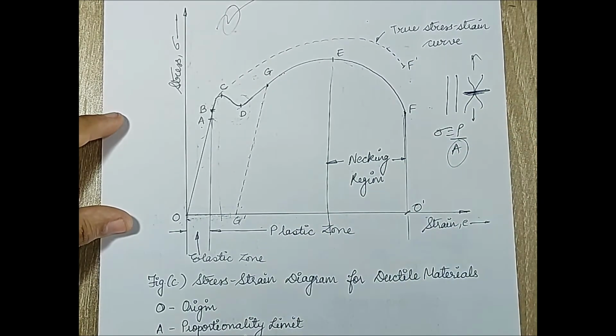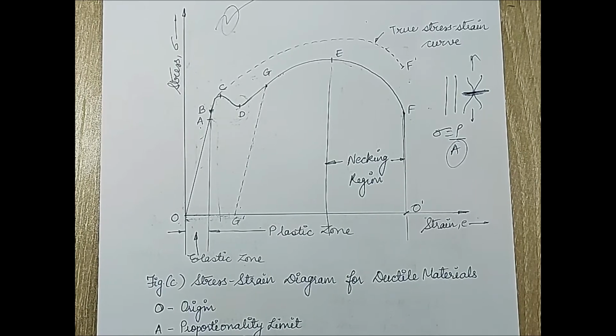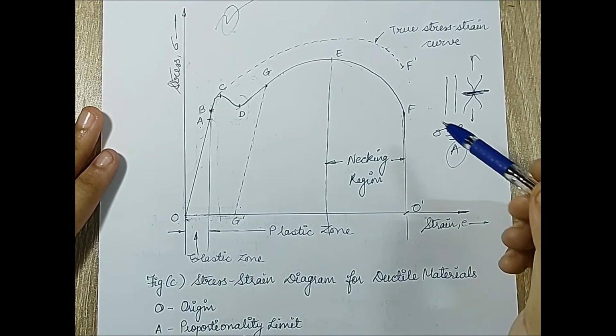Now this area obviously indicates something. It indicates the amount of strain energy which is stored in the body, because there is a strain in the object which has undergone tension effect. So this area is important.